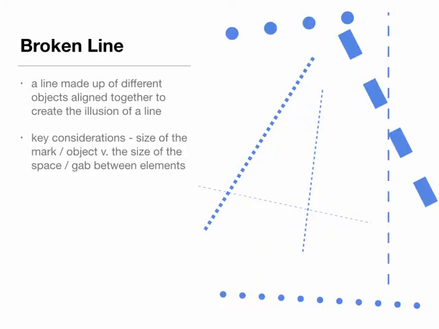The next, we have broken lines. A broken line is made up of different objects aligned together to create the illusion of a line. This is an implied line. The other examples that we have seen before are explicit. The reason that I say that it is implied is that really there's no line there. It's just a series of objects lined up together. And because of the way we read those arrangements of objects or marks, they become a line for us. Okay, so key considerations are the size of the mark or the object, as well as the size of the space or gap between the elements that you are creating.